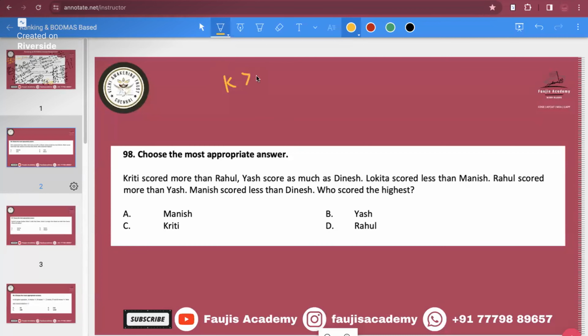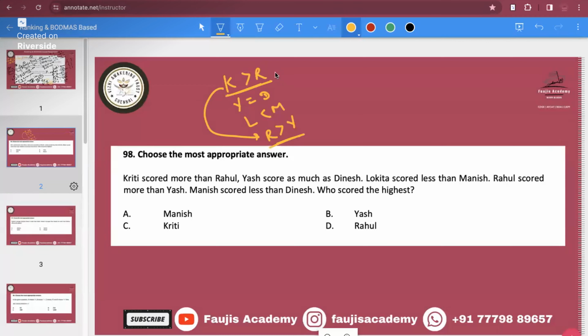Kirti scored more than Rahul. Okay. Yash scored as much as Dinesh. Lokita scored less than Manish. Rahul scored more than Yash. More than Yash. Right. So where and all can we define relations? K scored more than R and R scored more than Y.